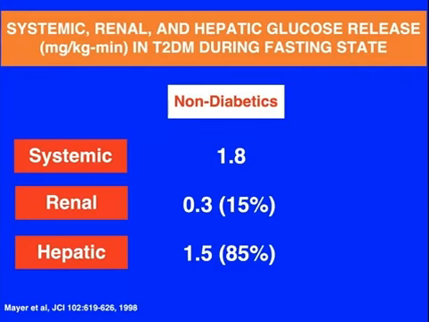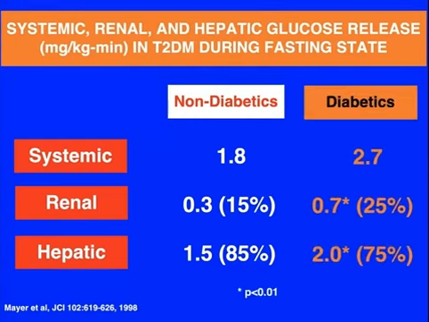As I said, 15 to 20% is coming from the kidney. Another 80 to 85% is coming from the liver. Now, what goes wrong in the diabetic? Throughout the sleeping hours, the diabetic overproduces glucose. So where does this overproduction of glucose come from? You can see that there's a significant overproduction of the glucose both by the kidney and the liver.